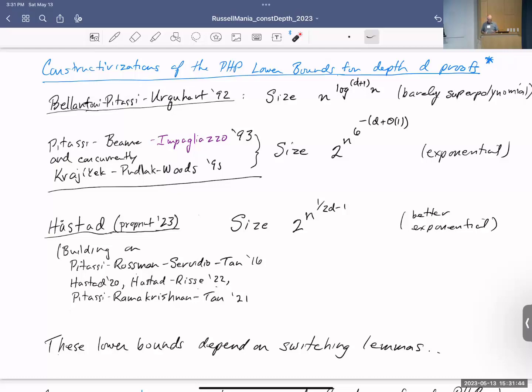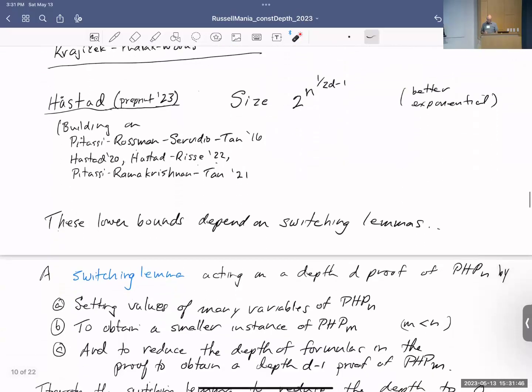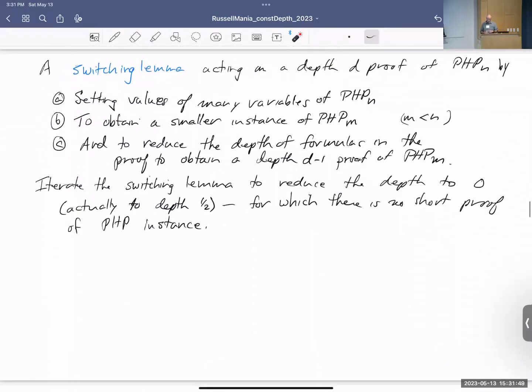These results depend on switching lemmas. So what's a switching lemma? And many of you know this. A switching lemma does the following. You take a depth d proof of the pigeonhole principle on n pigeons. That's an n there. And you set the values of many of the variables, say, by partially assigning pigeons to holes. You obtain a smaller instance, PHP M, right? And this is the magical part: you reduce the depth of the formulas by 1 in the proof. So this is really an amazing construction.